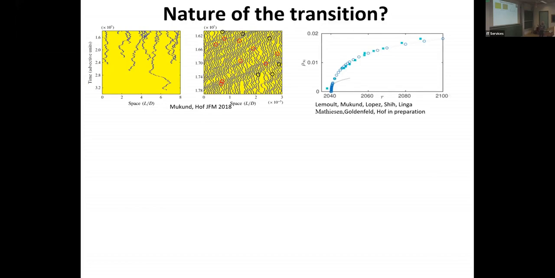And the open symbols are now from a model, but we fed into the model all the pairwise interactions between puffs that we measured in experiments. So it's sort of an experiment-inspired model. And here, first of all, you can see that they match the prediction from the experiments. But what is interesting is this model actually falls into directed percolation.